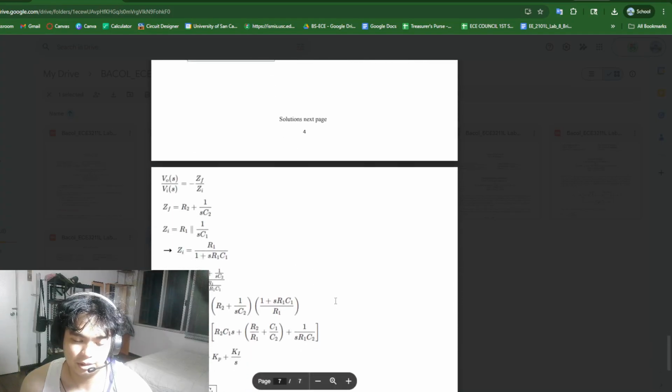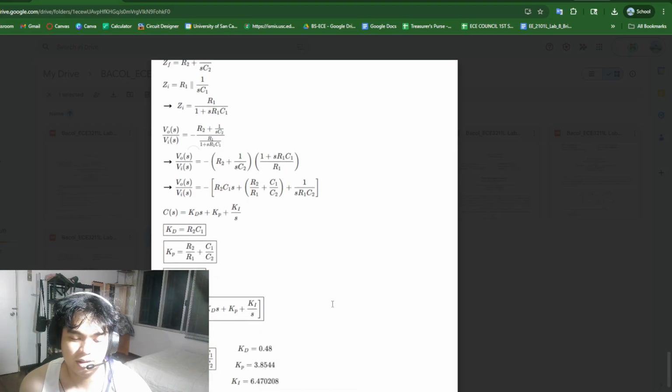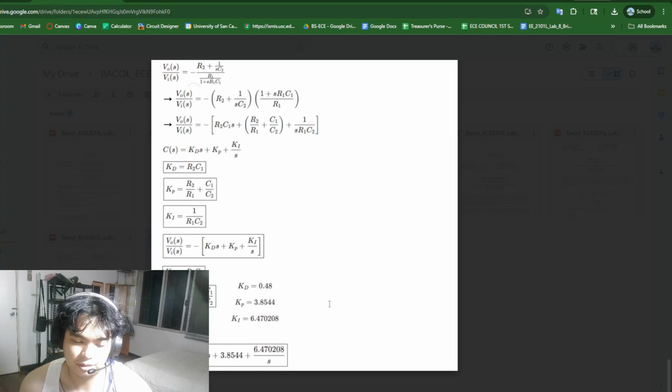And for the final part, I also implemented the PID controller using an operational amplifier. The circuit relationship shows how the resistor and capacitor values correspond to the proportional, integral, and derivative gains. This helped connect the mathematical controller transfer functions to a possible circuit implementation.